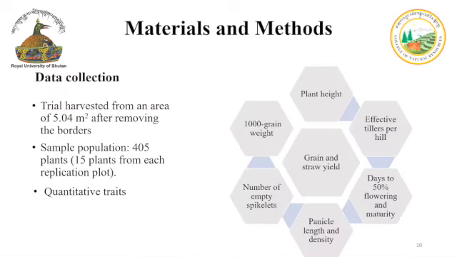And the trial was harvested from an area of 5.4 meters square after removing the borders, that is according to the standard guidelines provided by IRRI. And the sample population consisted of 405 plants. And the quantitative traits on which data were collected included plant height, effective tillers per hill, days to 50% flowering, and etc. You can see here.